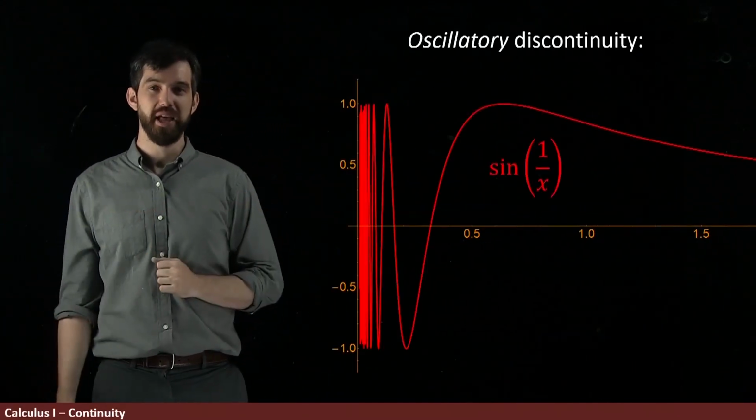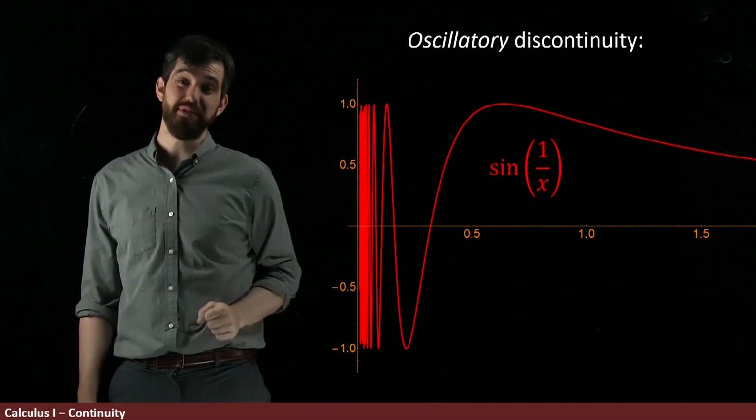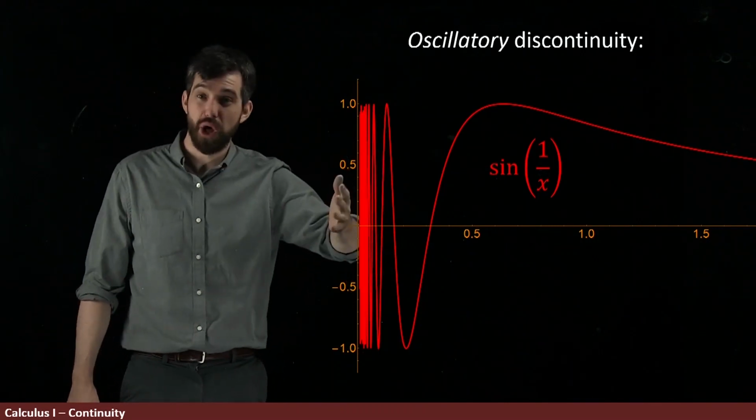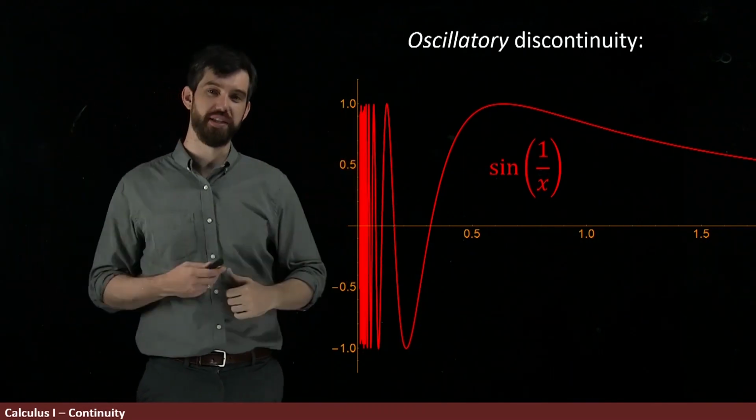Okay, let's look at a different type. This was the sine of 1 over x that we've seen a few times, and it oscillates a lot, so we're going to call it an oscillatory discontinuity.